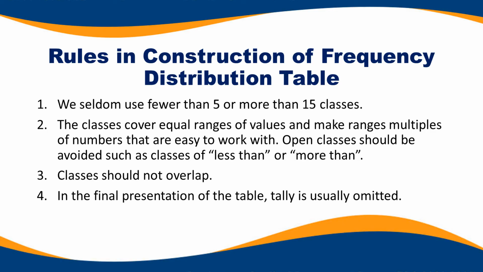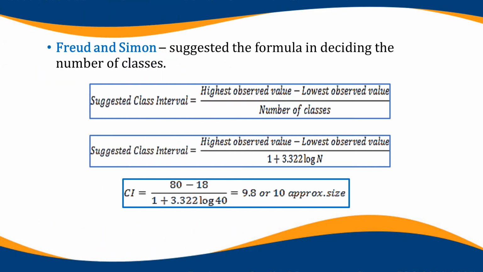For finding the class interval, Freund and Simon suggested a formula. The suggested class interval is equal to the highest observed value, meaning the highest number, minus the lowest observed value, divided by the number of classes. So, for example, if the highest is 80 and the lowest is 18, then 80 minus 18 divided by the number of classes you want. And if you get a decimal number, round it off to the nearest whole number.